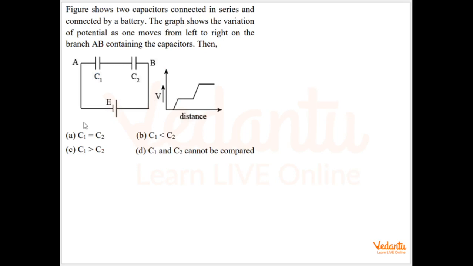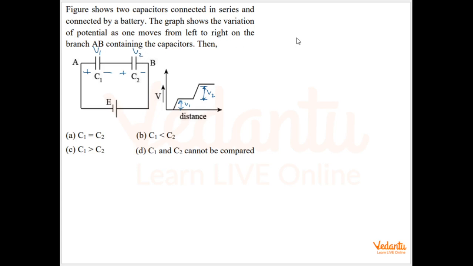In this next question, we have to talk about the value of capacitance based on the potential difference. So here, what you should understand is that this will be the potential difference across the first capacitor V1 and this will be the potential difference across the second capacitor V2.